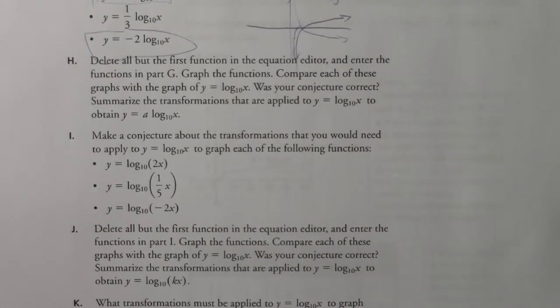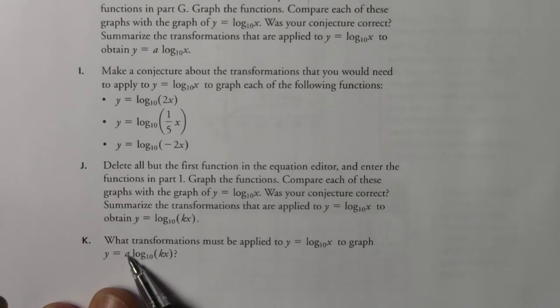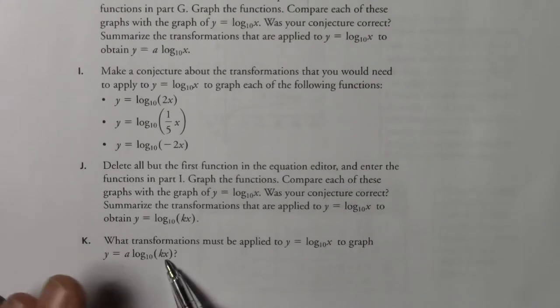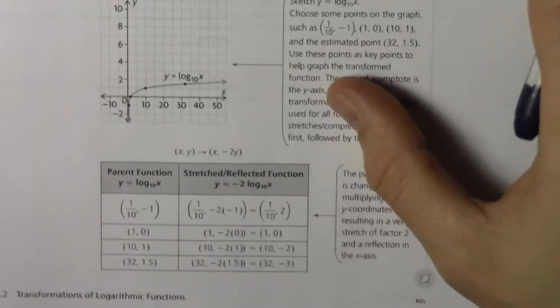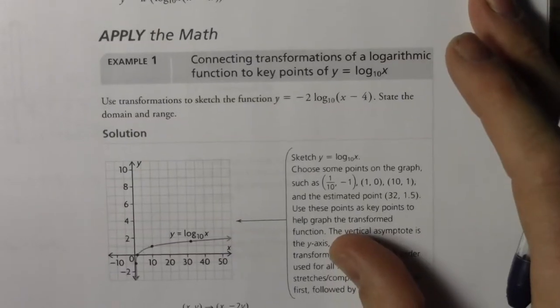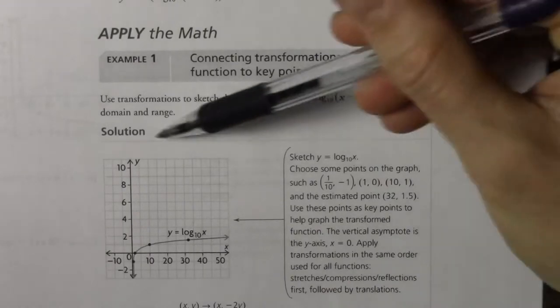Okay, exact same idea. What transformations must be applied to graph this? You would make a vertical stretch or compression of A and a horizontal stretch or compression of K. All right, let's go through the examples quickly. Use transformations to sketch this function. State the domain and range.